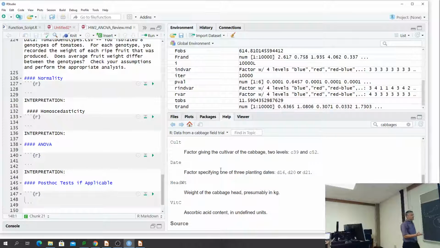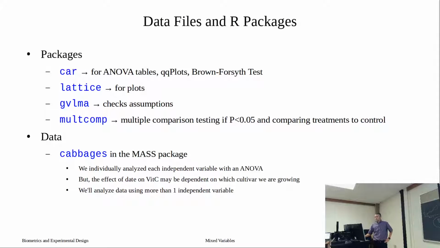So cultivar, there's 2 cultivars of it. There's 3 planting dates, and then they measure vitamin C content. They also have head weight, which is when they measured the vitamin C, they recorded how large the head of that cabbage was, with the idea that maybe larger heads are going to have larger vitamin C levels and so forth, and we'll learn how to analyze that.